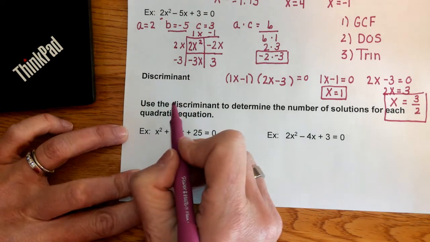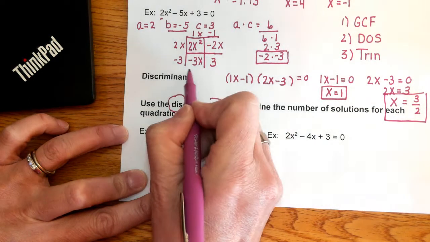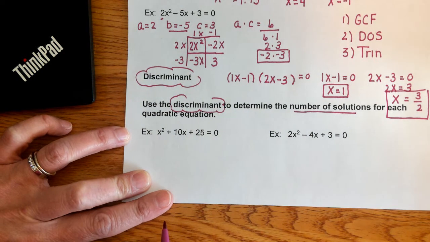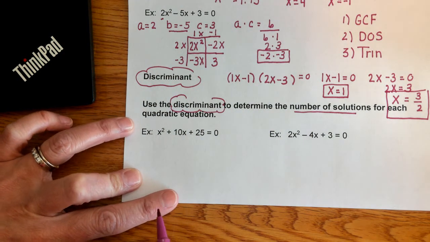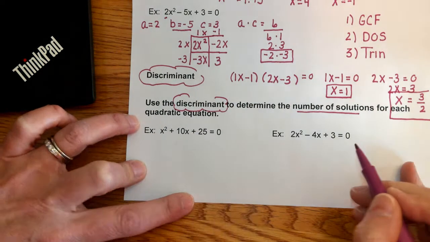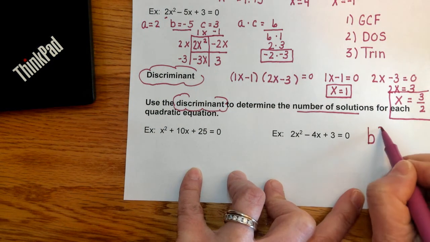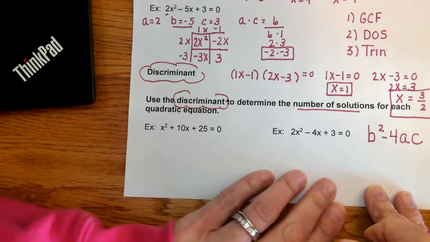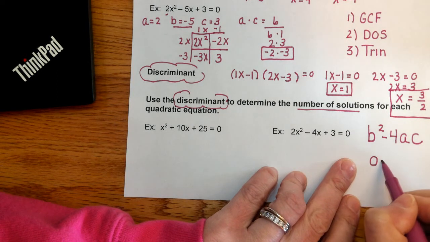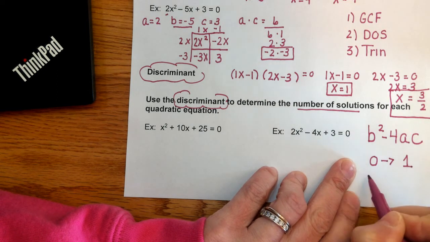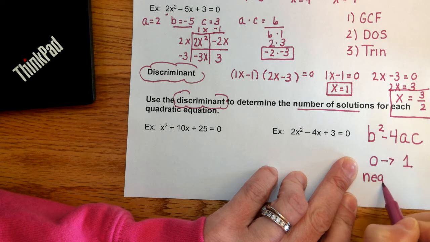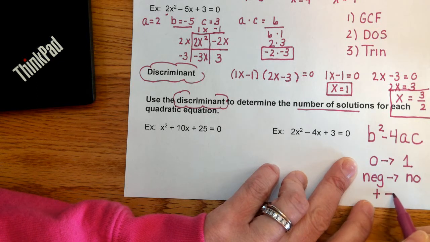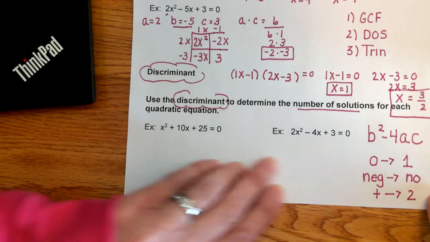The discriminant, this word right here, tells you how many solutions you're going to have in a quadratic equation. The discriminant is this equation: B squared minus 4ac. If you get 0, there's one solution. If you get a negative number, there's no solutions. And if you get a positive number, there are 2 solutions.